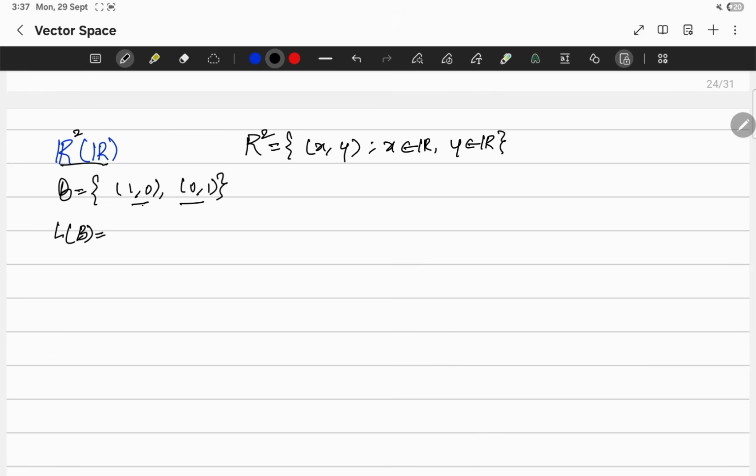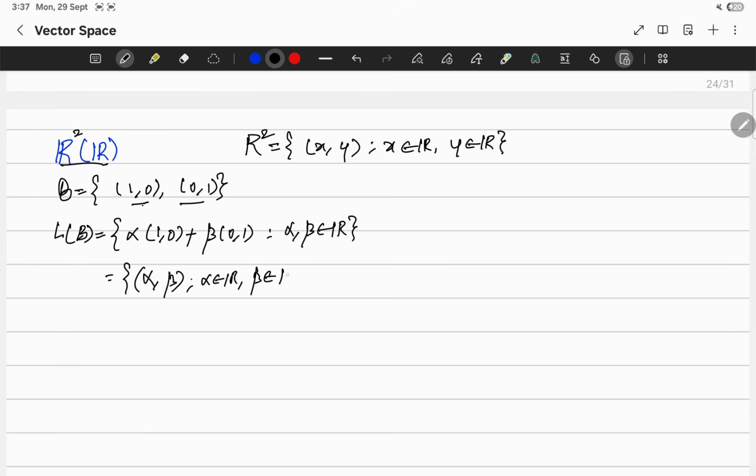The linear span of B is nothing but the set of linear combinations alpha (1, 0) plus beta (0, 1), where alpha and beta are real numbers. That is, it will be (alpha, beta), where alpha is a real number and beta is a real number. And if you check, it is the same definition, so it is your R2, isn't it?